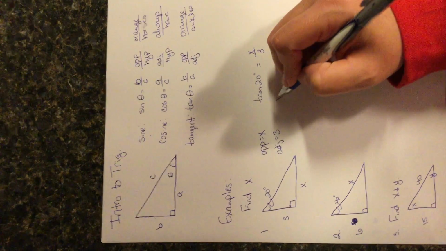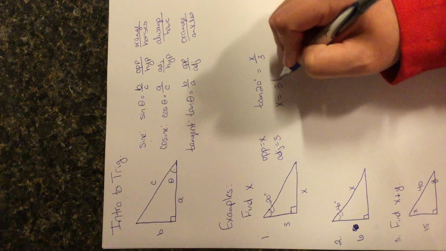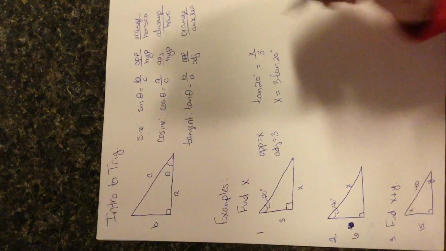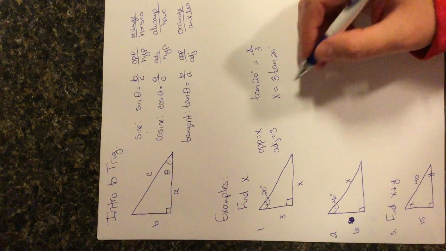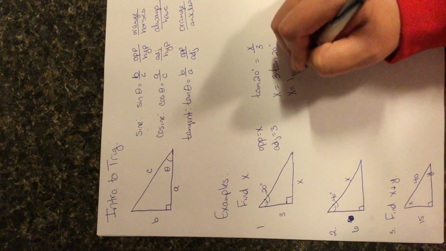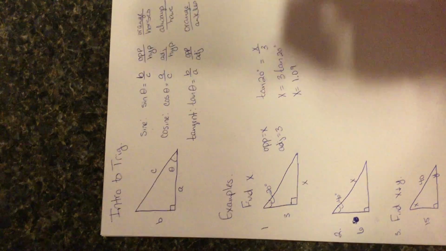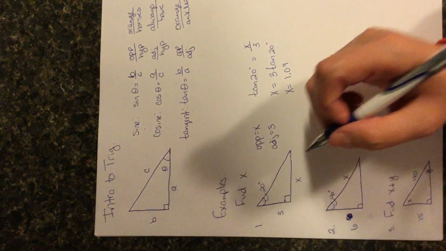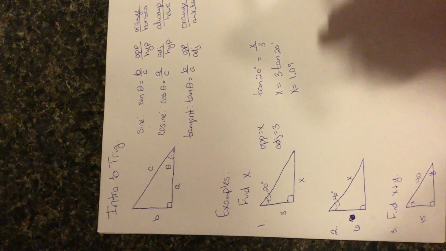I'm going to write x on this side instead. We get x is equal to 3 times the tangent of 20 degrees. You can do that on your calculator. Make sure it's in degree mode, you get 1.09. I think I usually say round to 2 decimals. So x is 1.09.